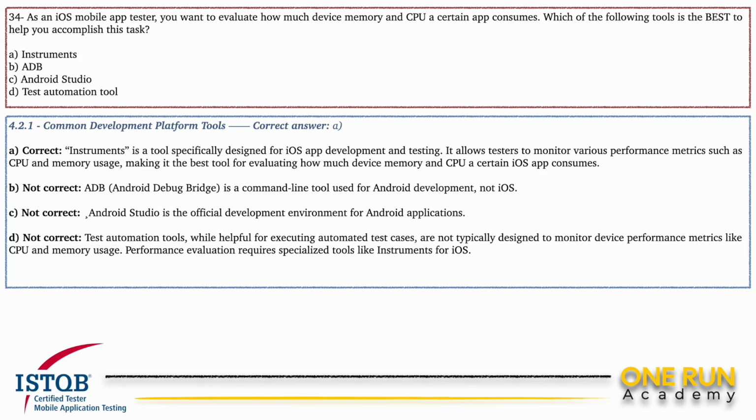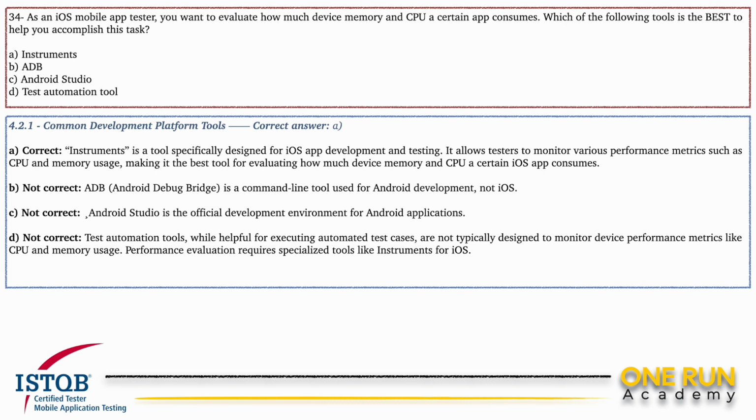Moving to option B, which is ADB. Knowing what ADB stands for is key here. ADB stands for Android Debug Bridge, which by common sense deals with Android, not iOS. Next is option C, Android Studio. Also, as the name implies, this is not what we're looking for. And lastly, option D, Test Automation Tool. This option is also not correct.